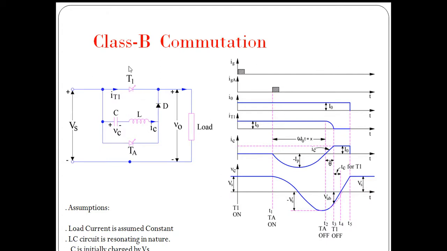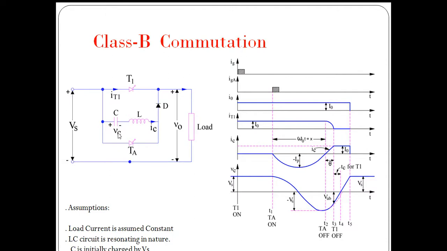To turn off this thyristor T1, what we are doing is we are turning on auxiliary thyristor TA. Whenever this auxiliary thyristor is turned on, current will be flowing through the load from supply VS, then through the auxiliary thyristor TA, and through diode D, in this closed path.